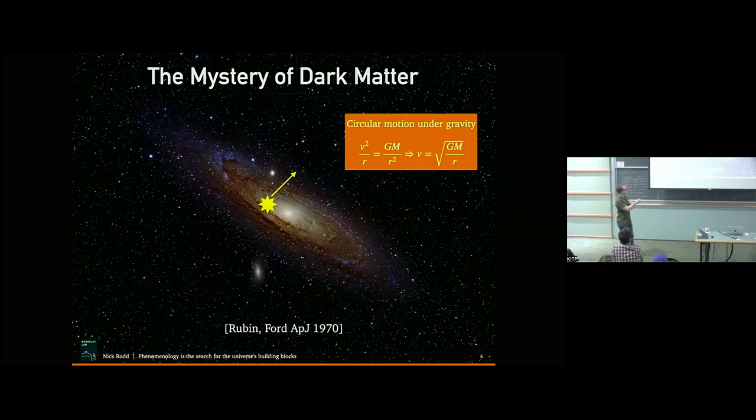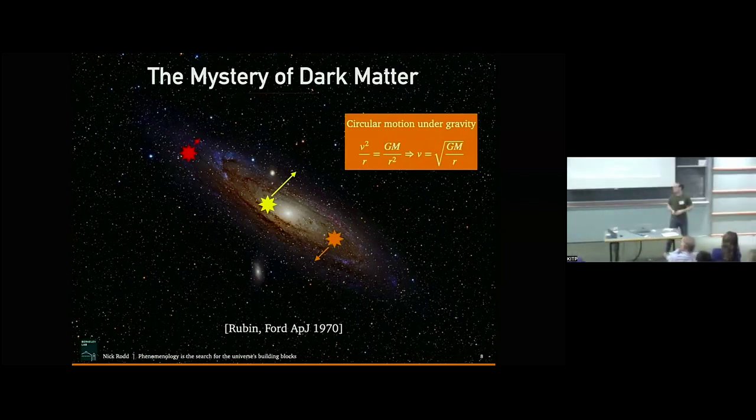If we find something here, it's moving relatively quickly because it's near the center. If we go further out, you can find another object, and the expectation is it will be moving a little bit slower. And if we manage to find something on the very, very outskirts of this galaxy, you would expect that its speed is starting to get very, very small, just like the Earth is moving much faster than Pluto, for instance.